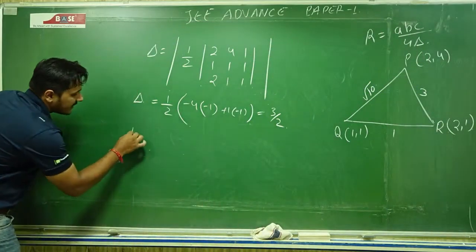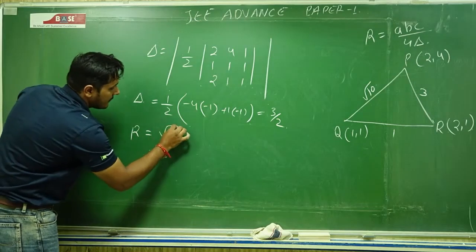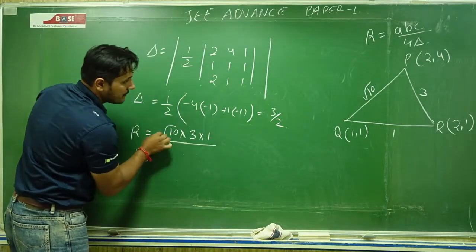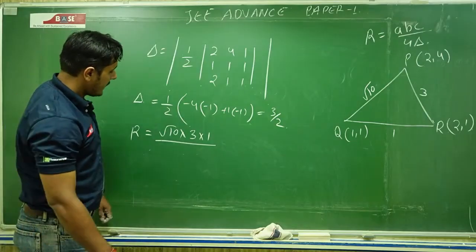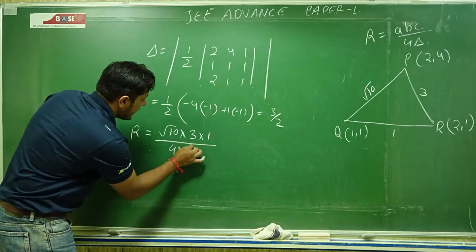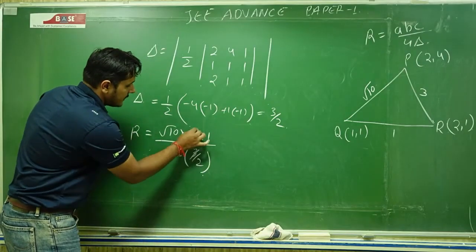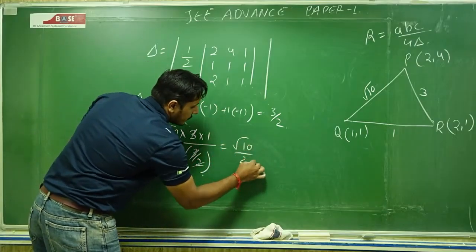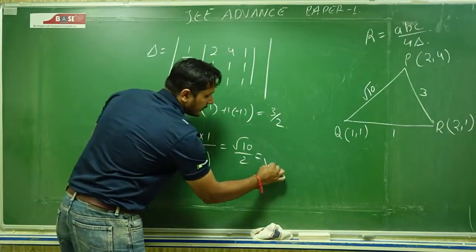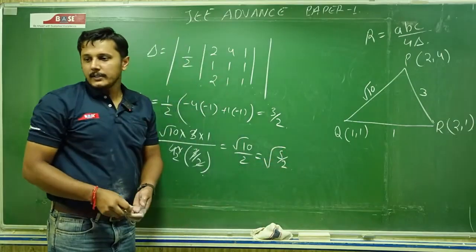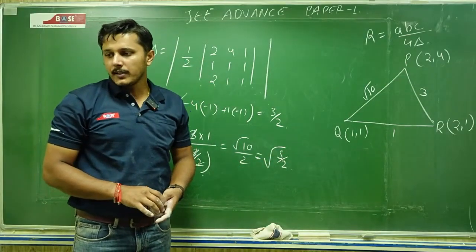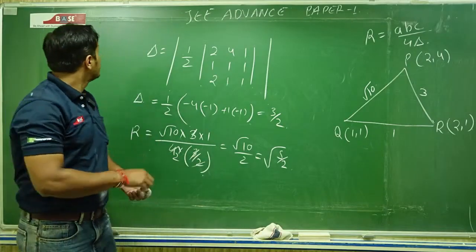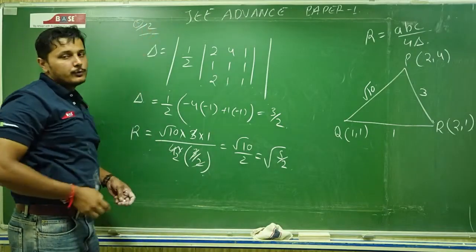So the circumradius R is equal to a root 10 upon 4 into area, which is 3 by 2. The 3 will get cancelled, that is root 10 upon 2, and if I cancel root 2 also, this will become root 5 by 2. So option C is the correct answer for this question number 2. Let's move to question number 3.